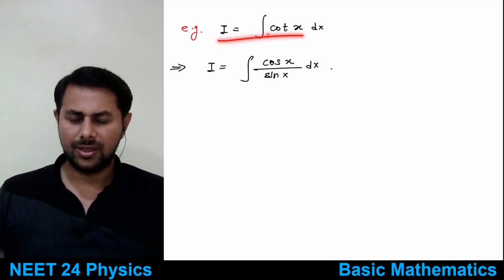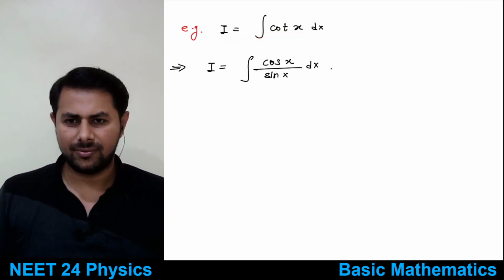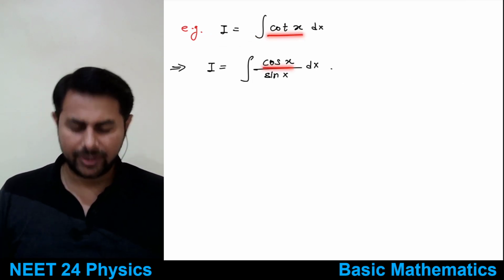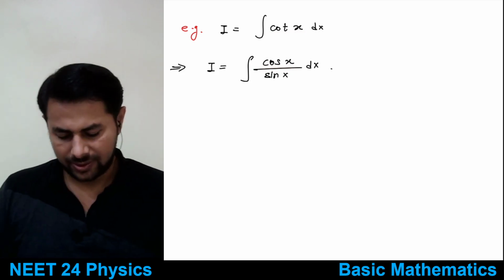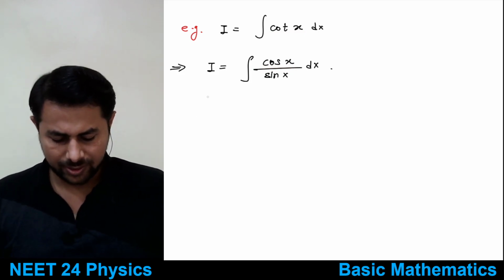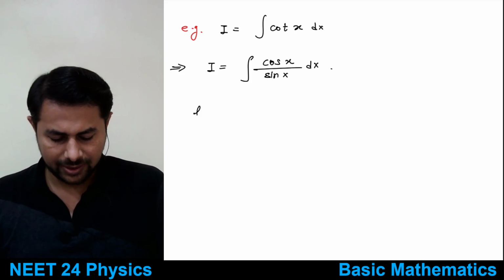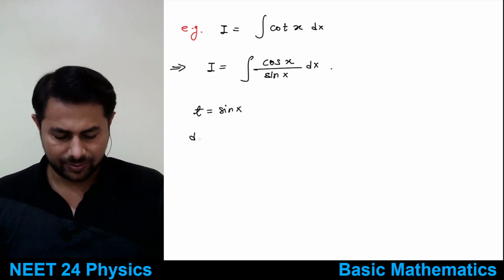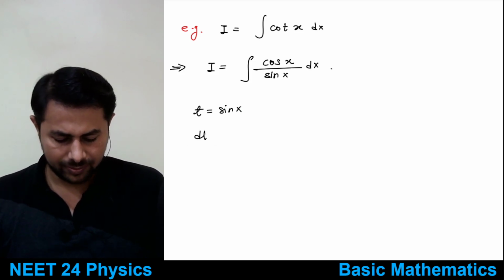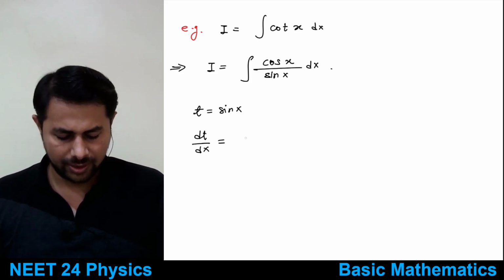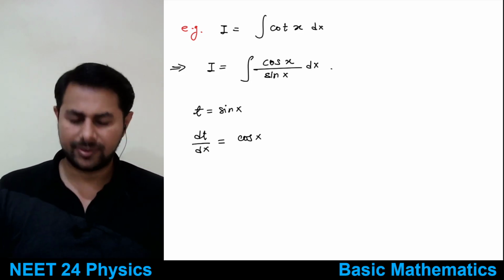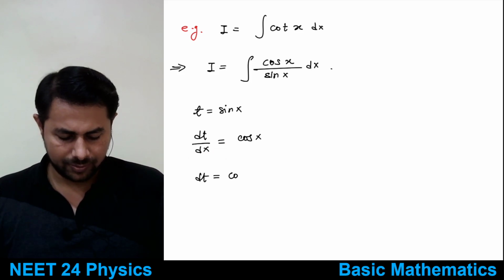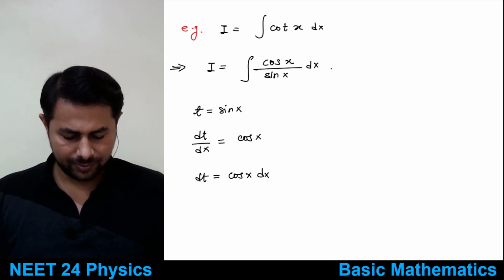Next is integration of cot of x. So cot of x can be written as what? Cos x divided by sin x. So take its integral. What I can do is, I can say t is equal to sin x. Then if you take its derivative, dt by dx is equal to what? Cos of x. Move the dx on that side. So you get dt equals cos x dx, and it's there.